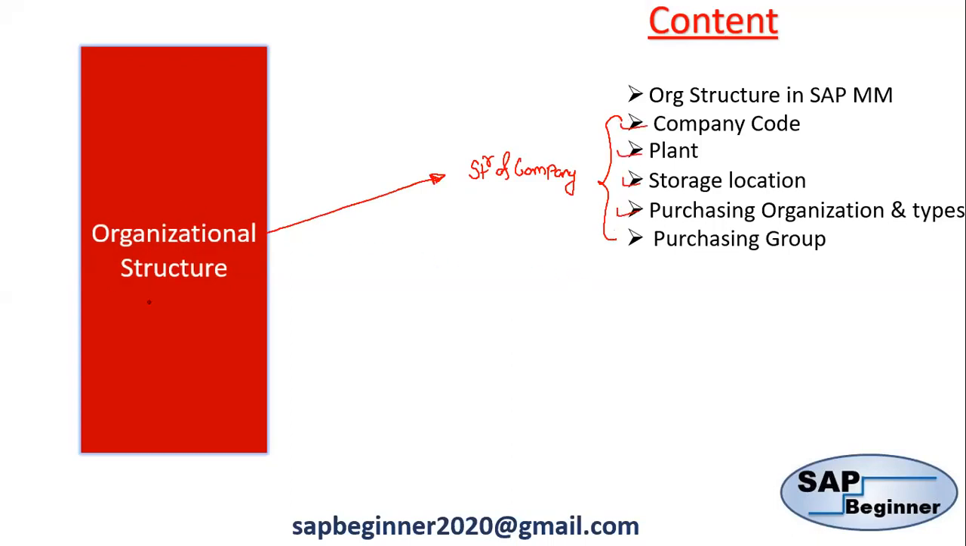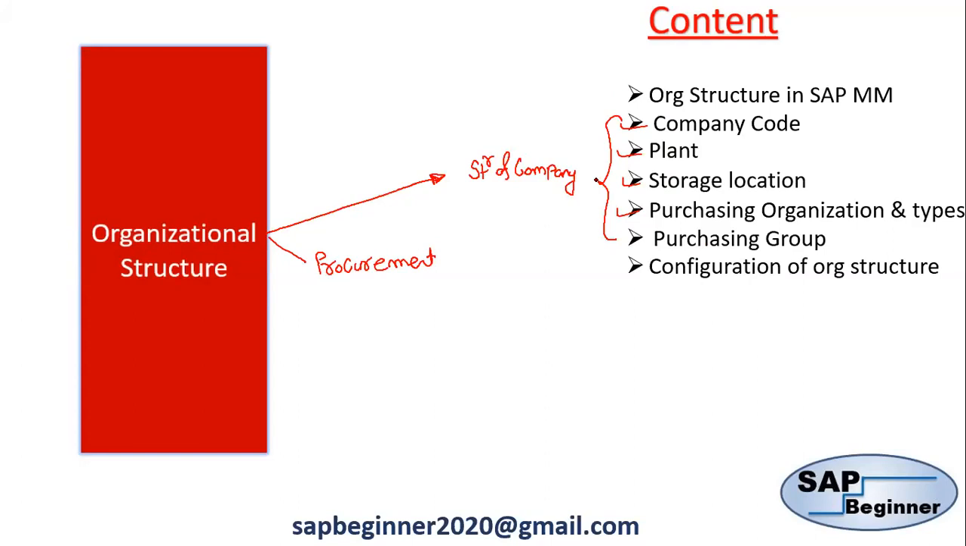And this organizational structure is responsible for procurement. So while procuring, we maintain all this data, and this is responsible for procurement. We will see their hierarchy and how these units are assigned to each other in the SAP system. For that, we have to map all these units in SAP, that is configuration of org structure.